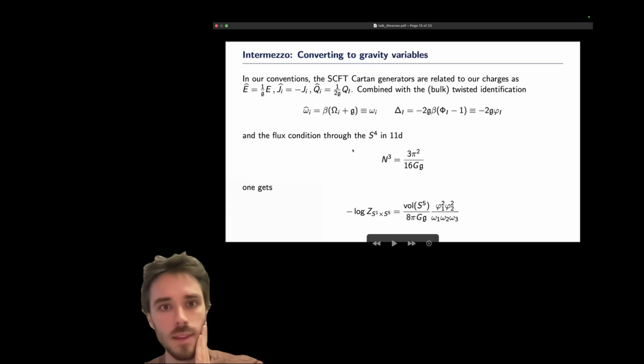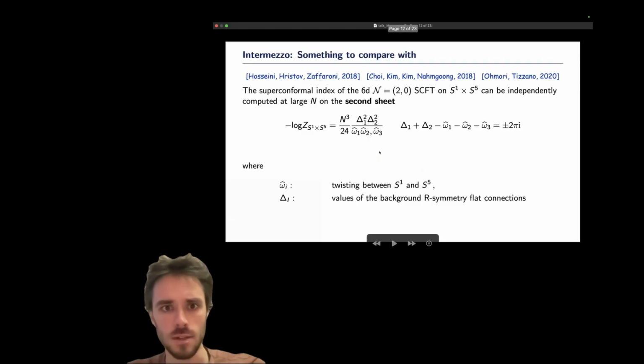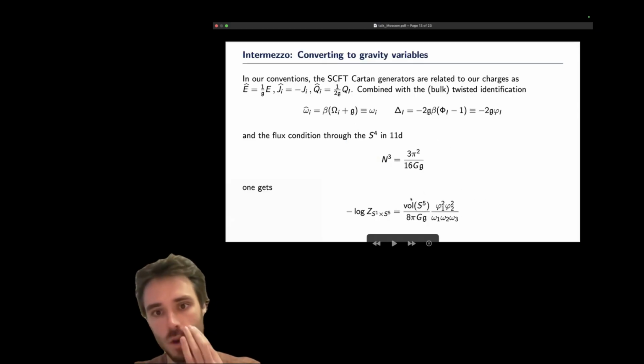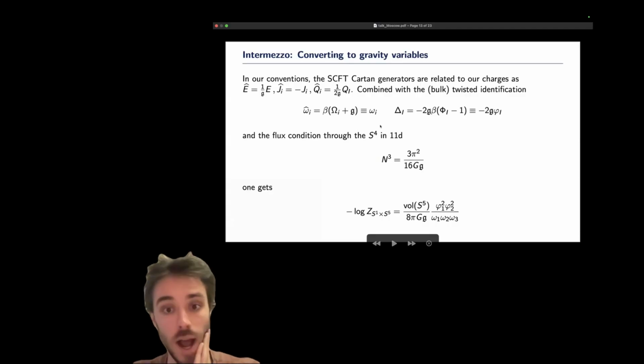Okay, so you do that, you take your answer that field theory tells you, and you convert it to gravity variables, getting the following expression. Okay, so it has the volume of S5, and it has these particular combinations of the thermodynamic potentials that we calculated. So that is your expectation. Now you have a target. So let's see if we can meet this target.